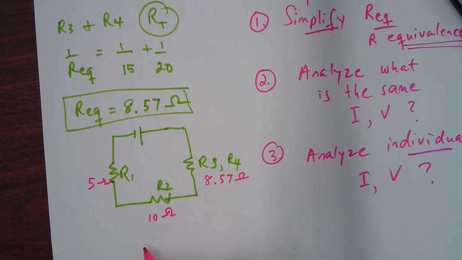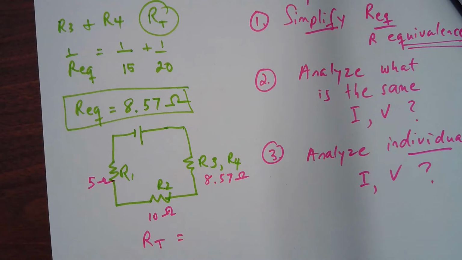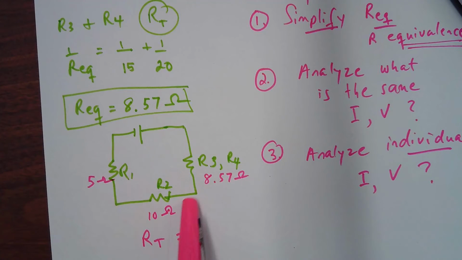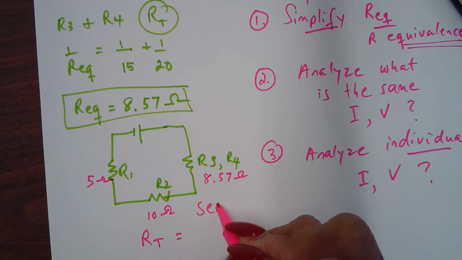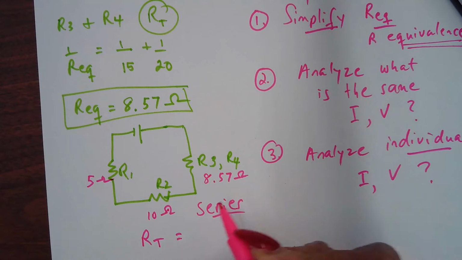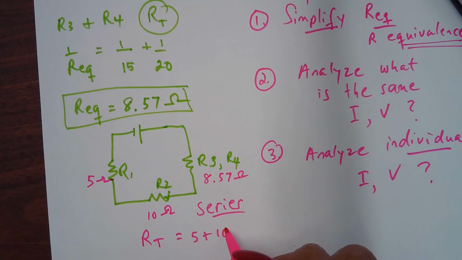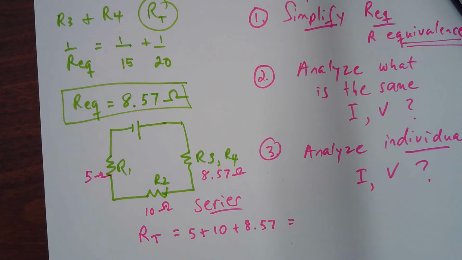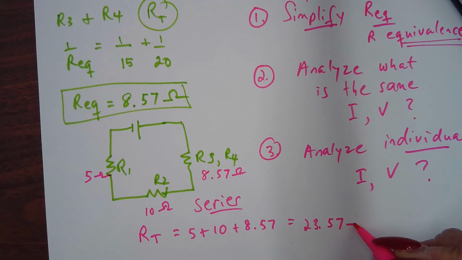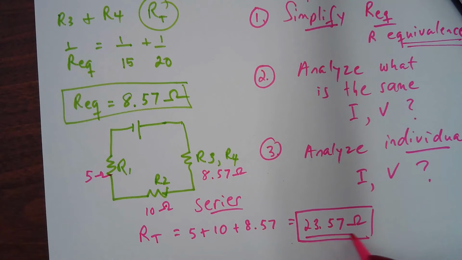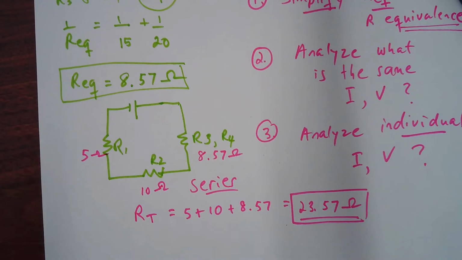So now, I want you to find the RT. Can you now find the RT of these resistors? Yeah. Now it's easy, right? All you need to do then is, because they are now all in series, 5 plus 10 plus 8.57, which is 23.57 ohms. That is the total resistance of this circuit.